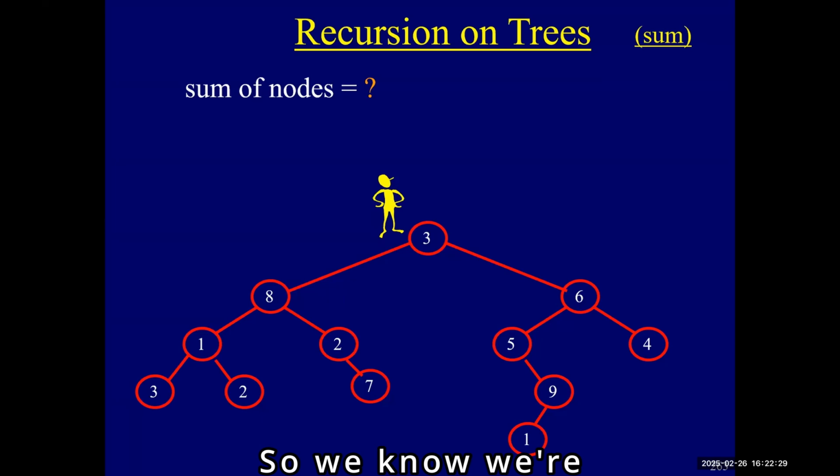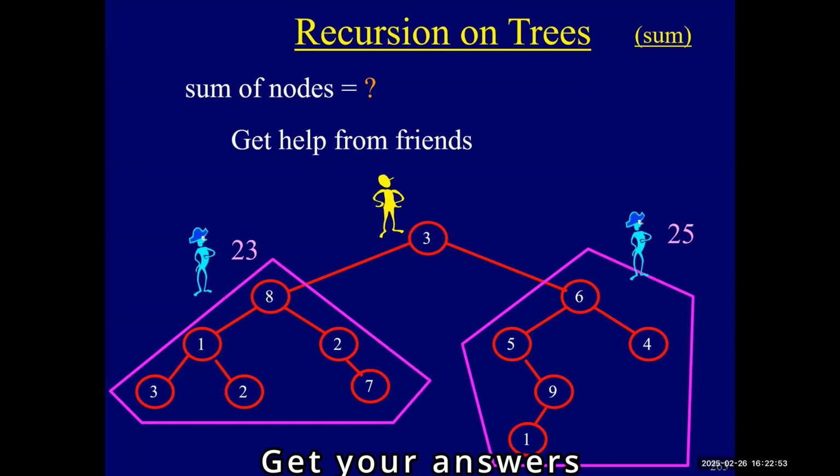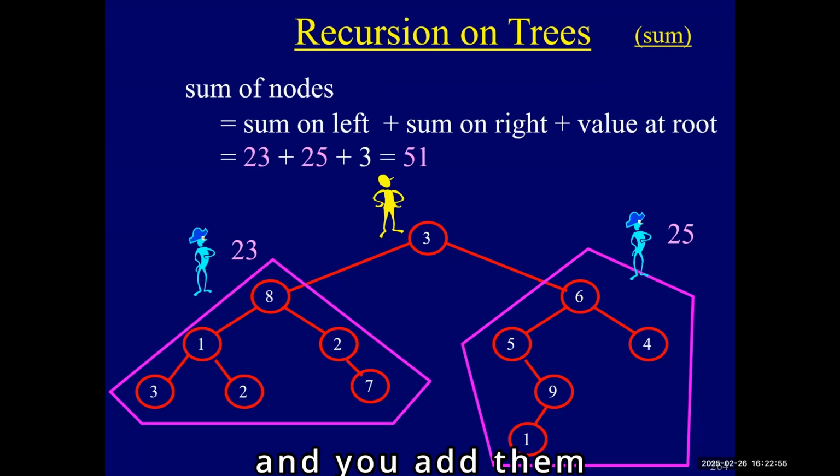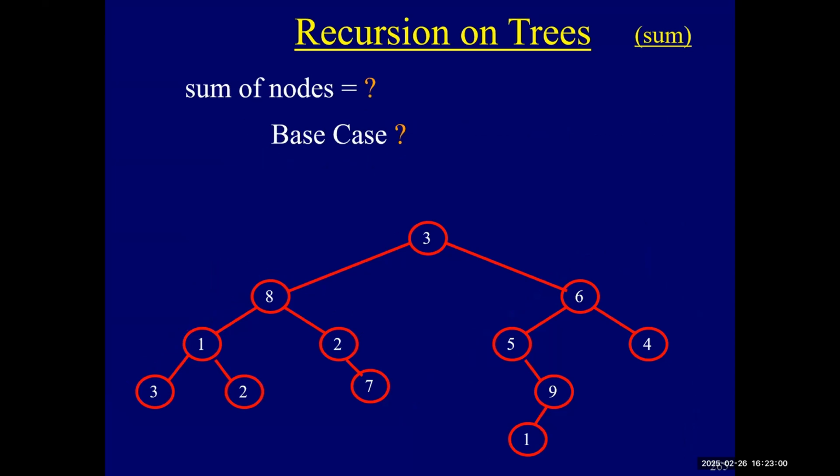So we know we're going to ask our friend for the sum, right? What do you get from them? They're doing the same problem. They're giving you the sum of the left, and the other one's giving you the sum of the right. And then hopefully you all know how to put them together. Get your answers from your friends, and you add them together with the root. Everybody get that? And then what's the base case?